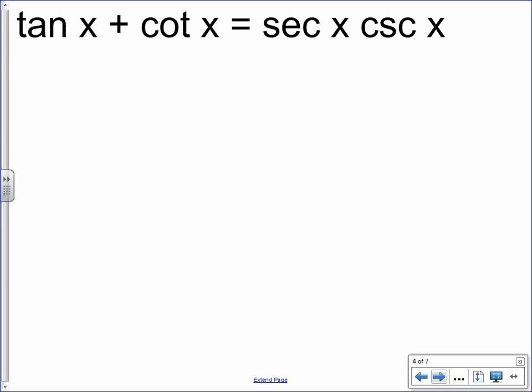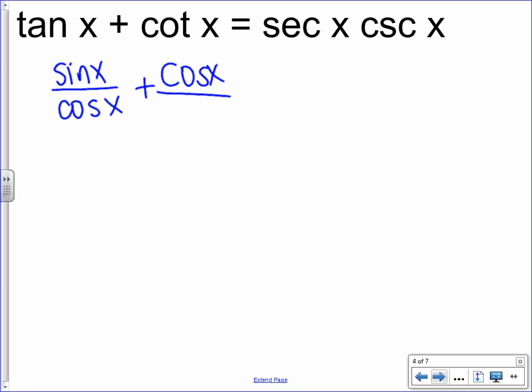Okay. What side do you think is going to be better to start with here? The left. Okay. What can we do to that left side? Rewrite tangent. We can rewrite tangent and cotangent. We can write them as the sine of x over cosine of x plus cosine of x over sine of x. And what did I do? What did I use to rewrite those? Okay. So I'm just going to make a note to myself that I use the quotient identities.